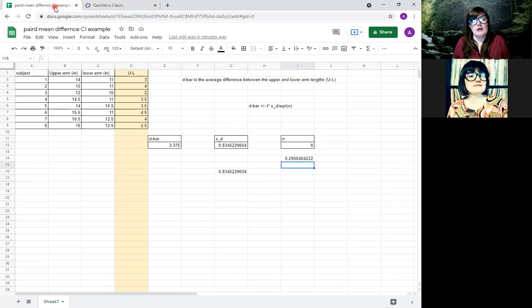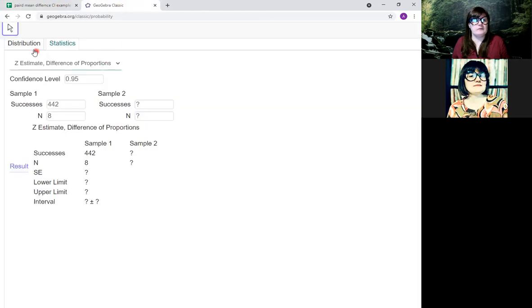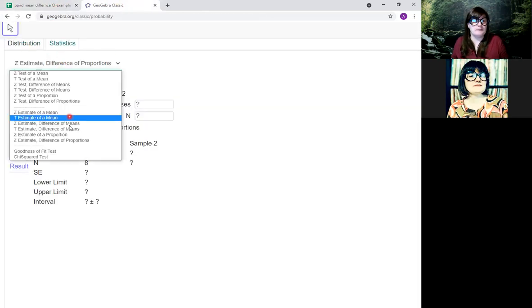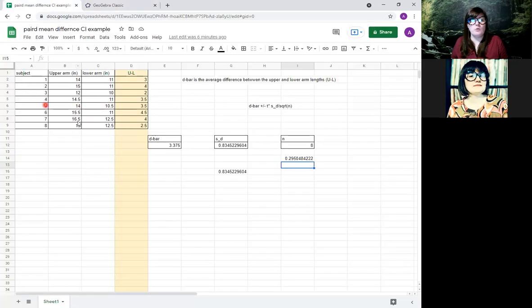Okay, and that is how to use the GeoGebra confidence interval calculator, and also what it means when you're doing paired means.